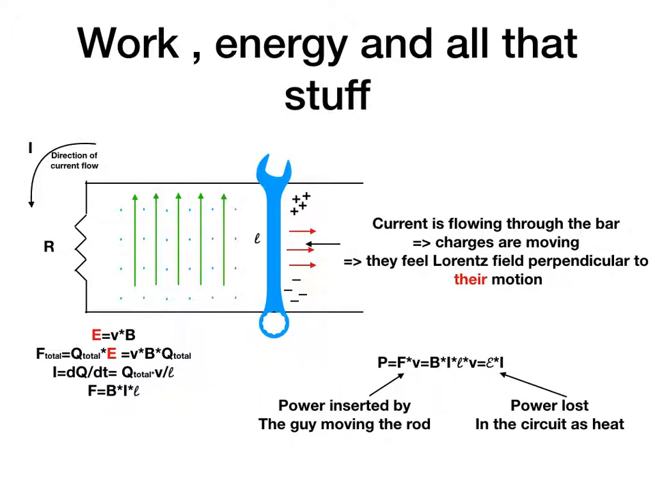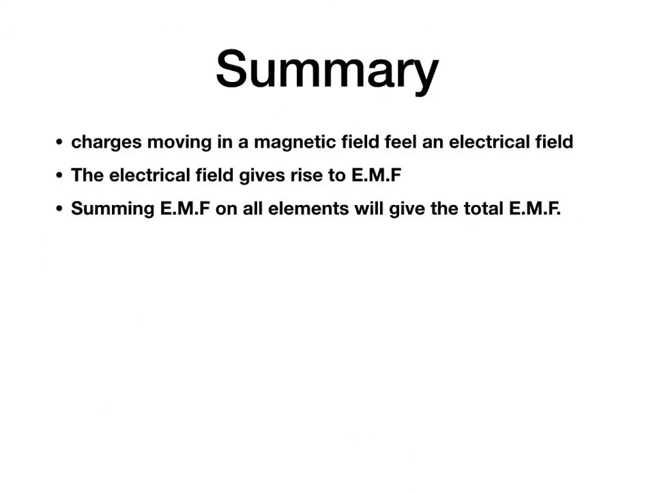The power you need to exert on the rod in order to keep it moving at a constant velocity is given by the force times the velocity. The force you need to apply has to cancel all the other forces in order to be moving at a constant velocity. The force is B times the current times the length, which is the electromotive force times the current. Of course, this is the electrical power that's dissipated in the circuit.